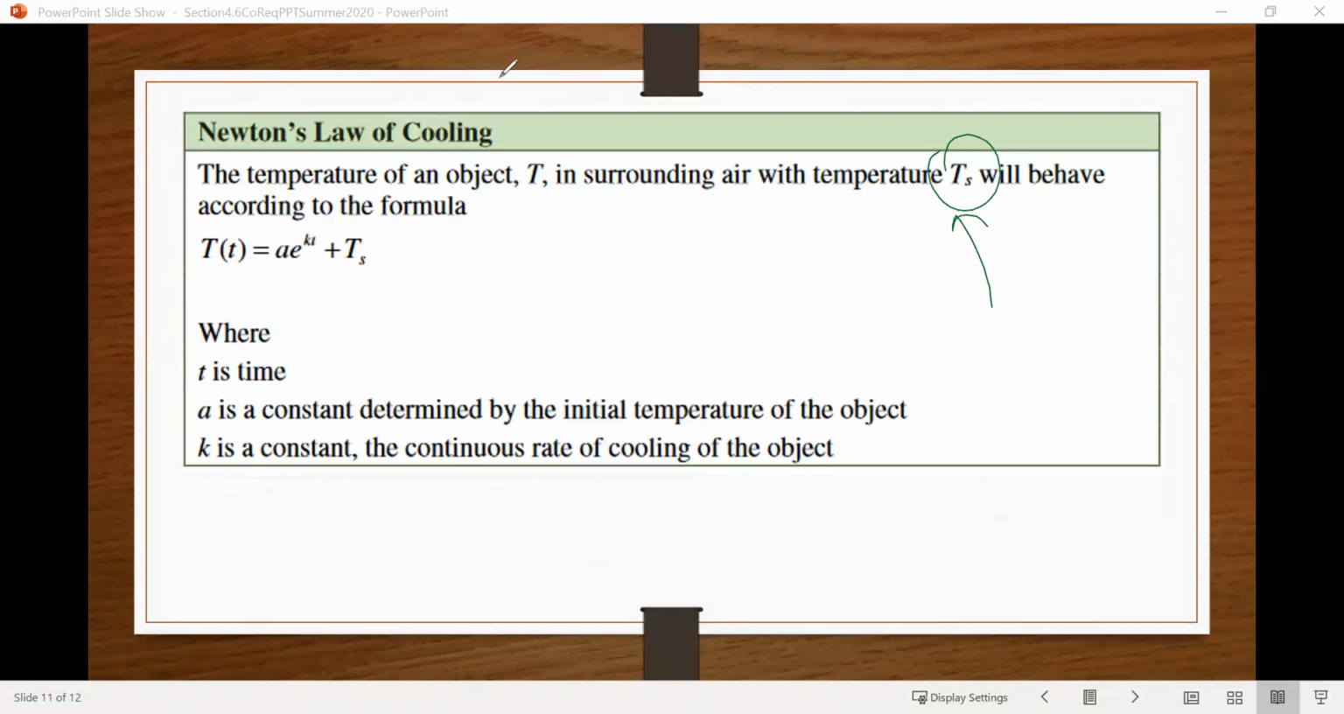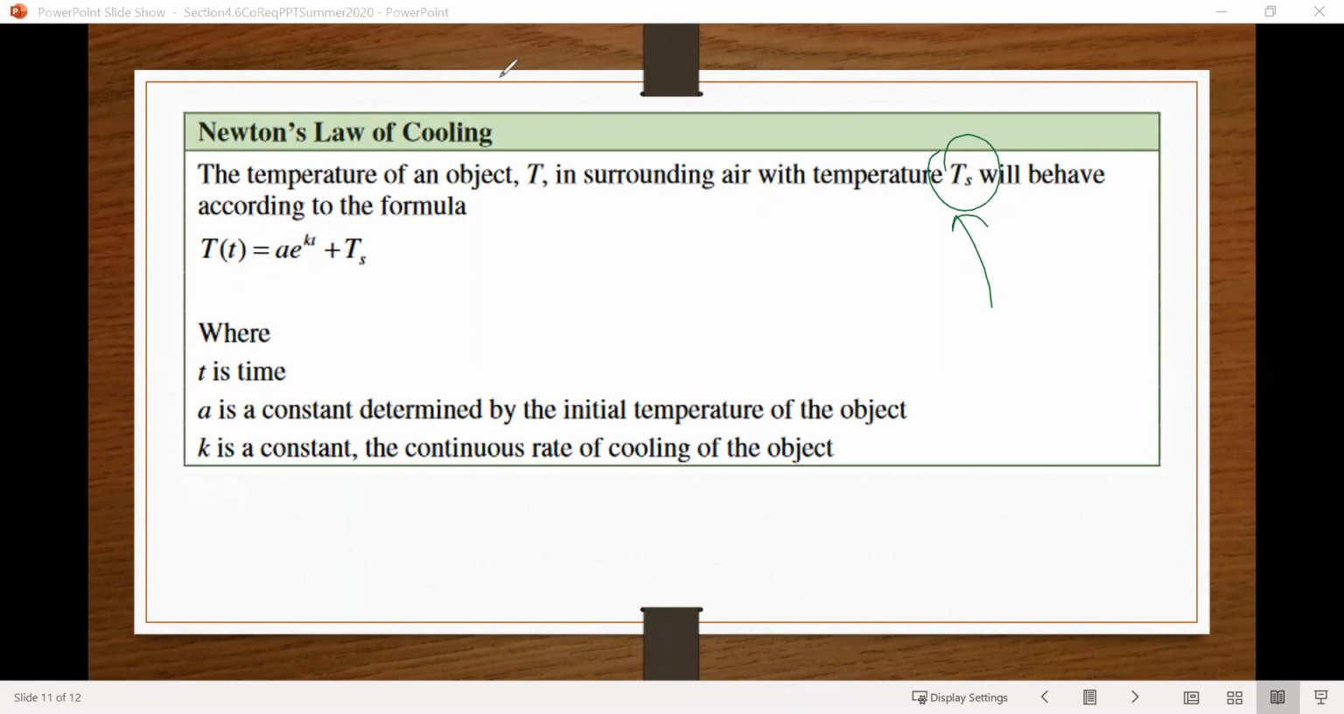It will behave according to the formula T of t equals A times e to the k times t plus T sub S, where in this formula t is time, and the units of time will depend on the units of time in our problem. A is some constant that's determined by the initial temperature of the object. So notice it's not the initial temperature, it's something determined by the initial temperature. And then k is another constant, which is the continuous rate of cooling.